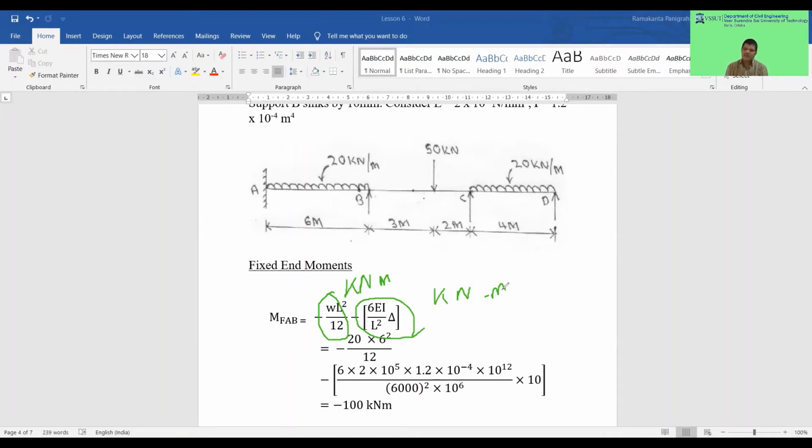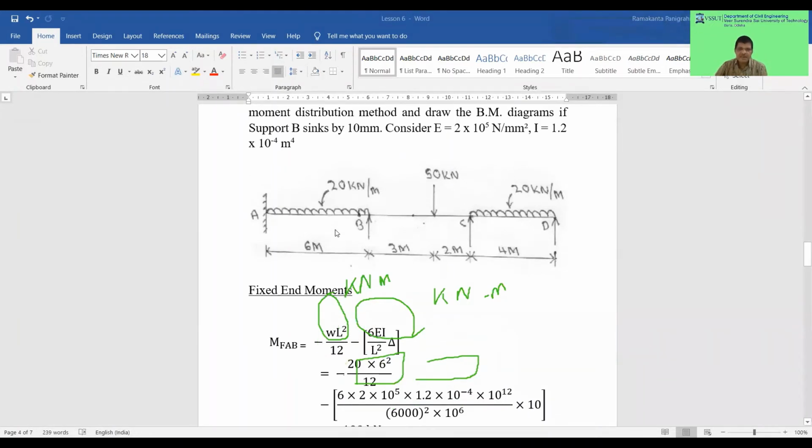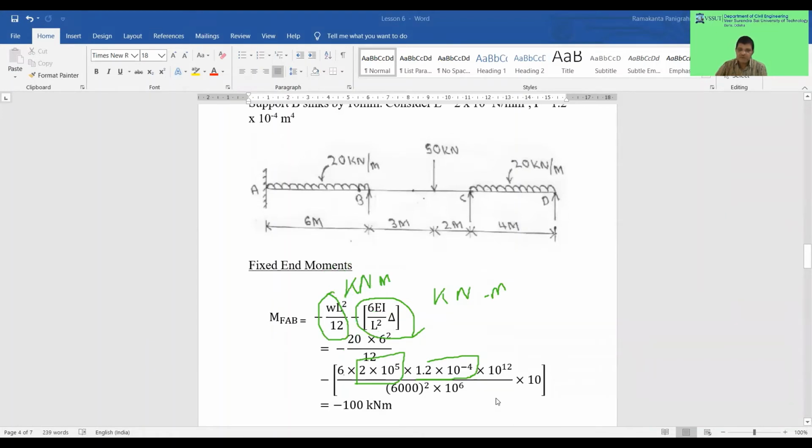If one is kilonewton meter, the other must be in kilonewton meter. If it is not in kilonewton meter, then the problem arises. So that is what is being done here. He has taken E as 6 times 10 to the power 5 Newton per millimeter square, and I is also given. The value of I is given in meter 4, so it has been converted to millimeter 4. One meter is equal to 10 to the power 3 millimeter, so to the power 4 means 10 to the power 12. That is why he has multiplied by 10 to the power 12, to convert meter 4 into millimeter 4.